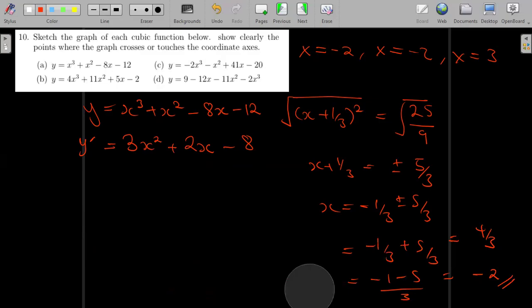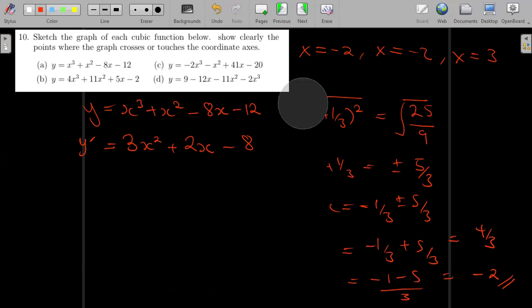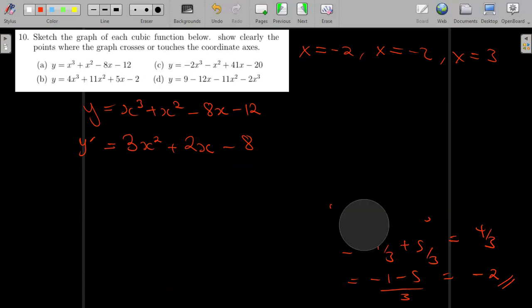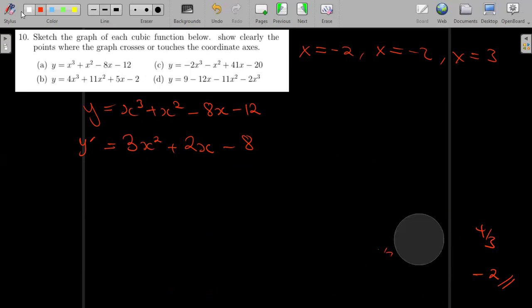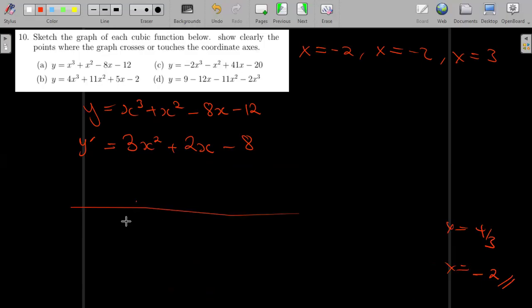Yes, I'm following. Okay, so next, these are now what I'm using as my critical points. So I said x equal to this, x equal to that. So I'll line them up. The first is negative 2, then the other one is 4 over 3. So what I check is from negative infinity to positive infinity.